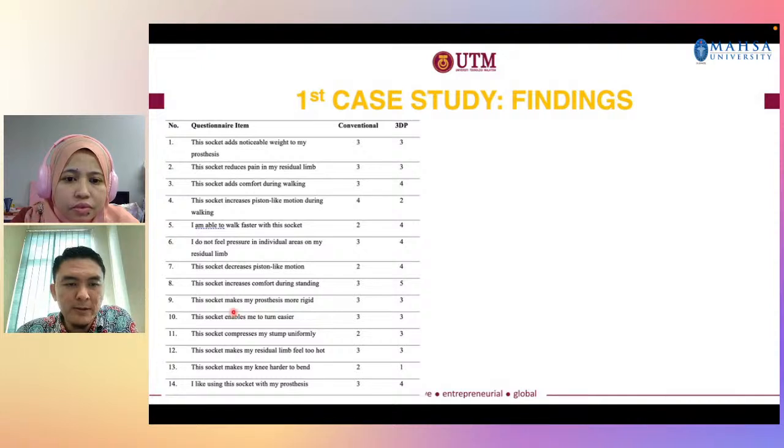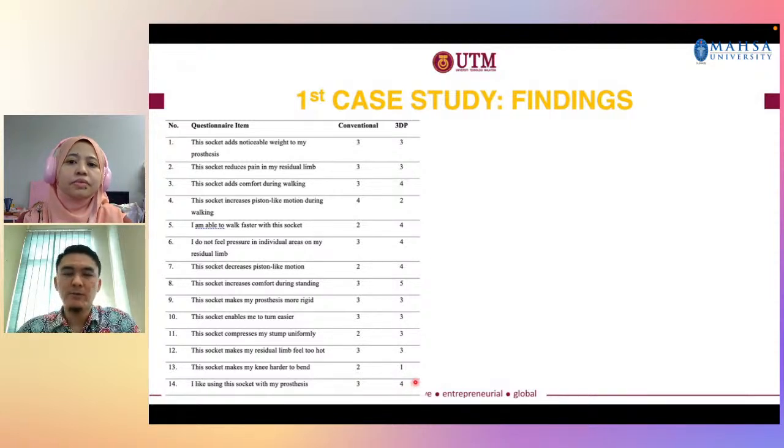And then, the socket makes my prosthesis more rigid: both are 3. Enables me to turn easier: both are 3. Compresses my stump uniformly: unfortunately, 2 for the conventional, 3 for the 3D printed. Too hot is very neutral. And this socket makes my knee harder to bend. The best thing is that the 3D printed one is low, which means it does not make it harder for the patient to use the socket. And the last one is, I like using this socket with my prosthesis. The patient put 4 for the 3D printed.